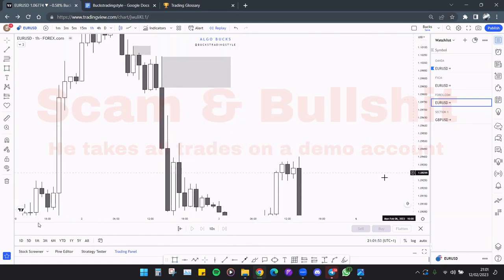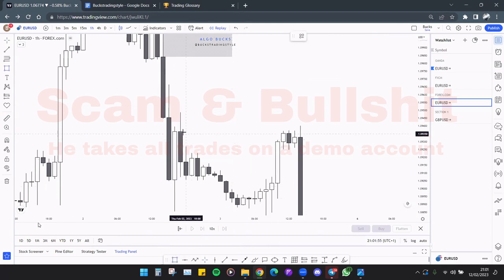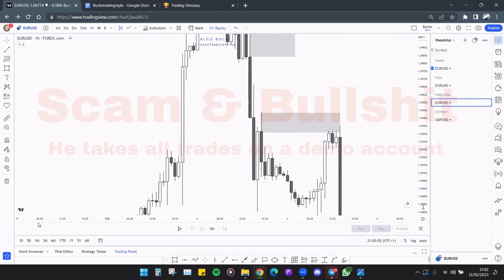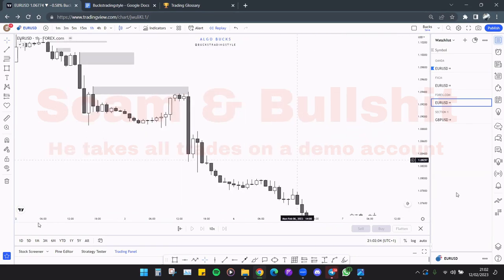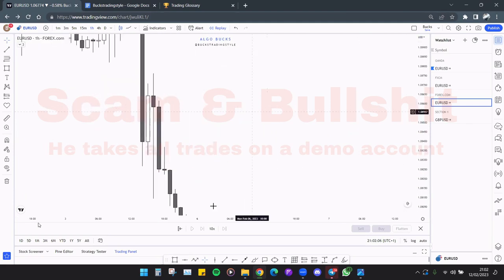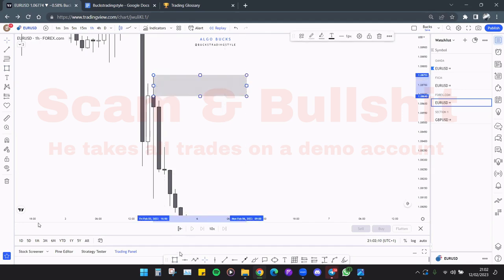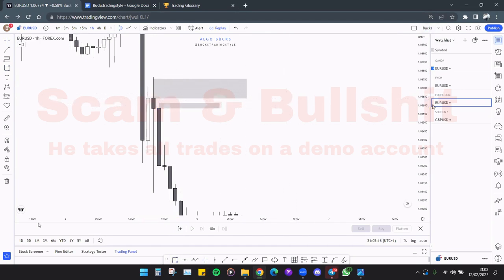Let's keep going. Good. This wick right here is an unmitigated wick, and we see the nice reaction from the wick, right? For this one too, this was an unmitigated wick. This was also an unmitigated wick. So that's how I mark POI.